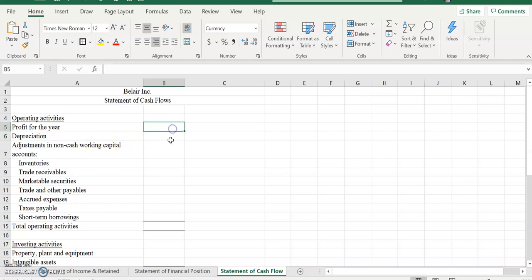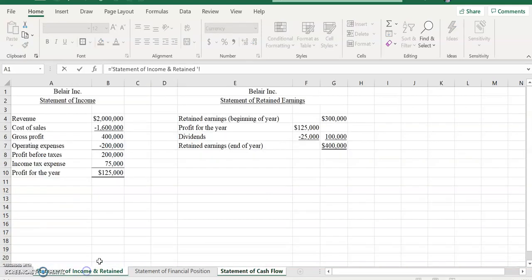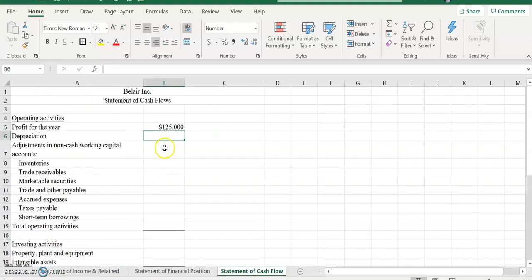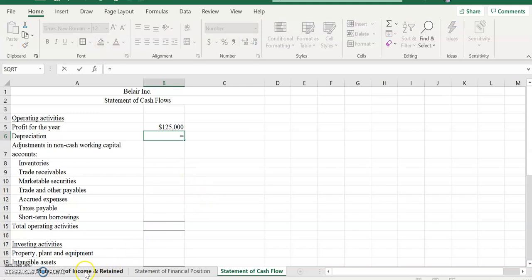Okay, so let's have a look at what's going on here. The first thing that we add into our operating activities is our profit for the year. Okay, so we go over to our statement of income. Our profit for the year is $125,000. Now, because depreciation doesn't affect cash, we have to add that back in. Okay, so let's go looking for it.